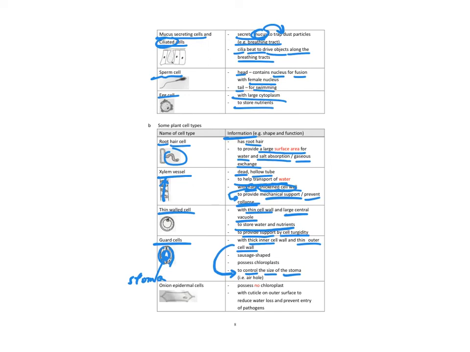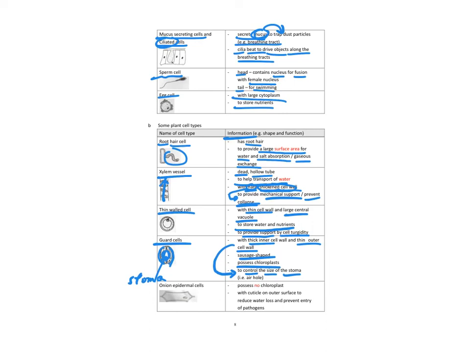Of course, these are just some brief information, more of which you will learn in Form 4. It is sausage shaped, at least you should remember this, and you should also remember that it possesses chloroplasts. It is green in color.